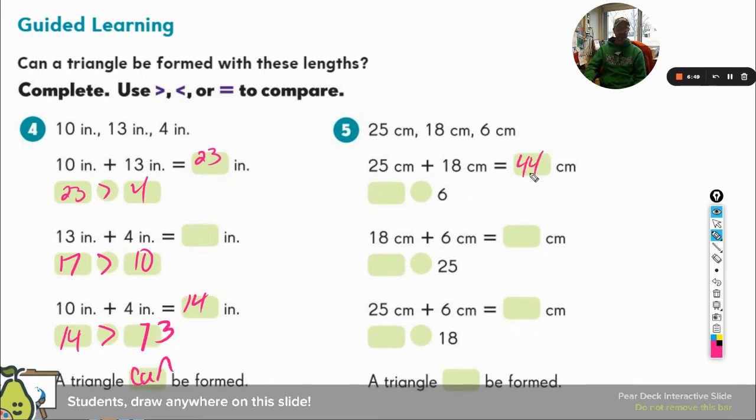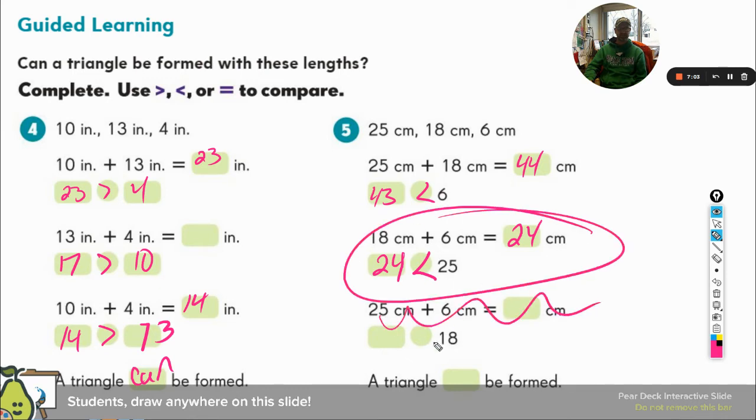25 and 18 is 43. 43 is most definitely greater than 6. 18 and 6 is 24. 24 is less than 25. I don't even need to do this because I know a triangle cannot be formed. All right, cool.